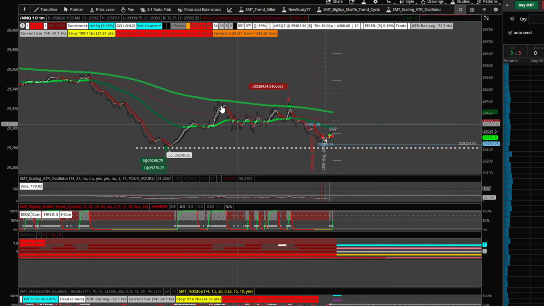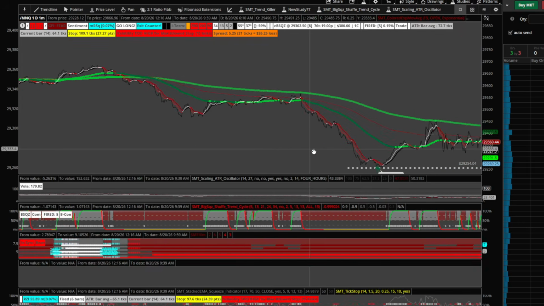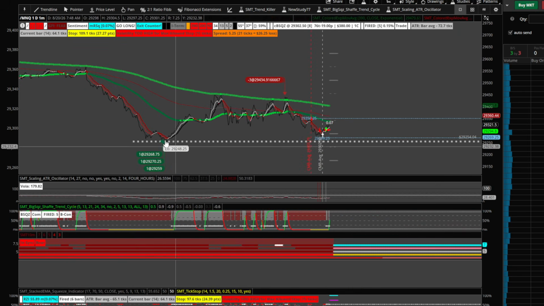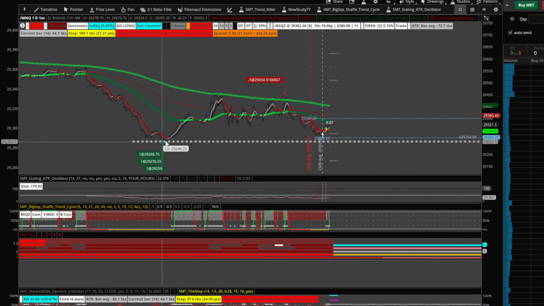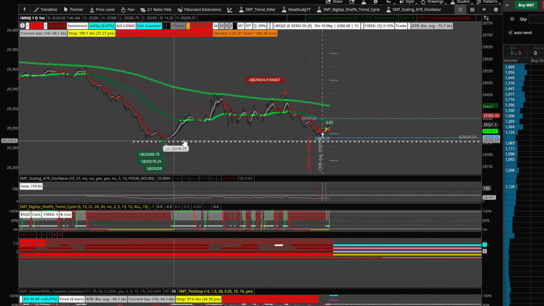So I missed this exit here. Once I got back, price comes back down here, and I'm looking. So now I'm thinking, okay, this level has held. Price has dumped significantly. As long as this level holds price, I'm gonna stay in this trade. So I put my stop in down here, right?